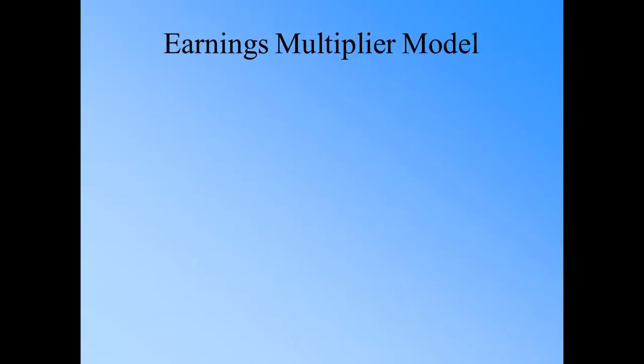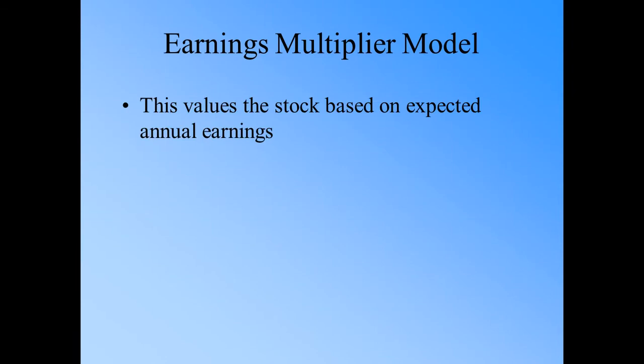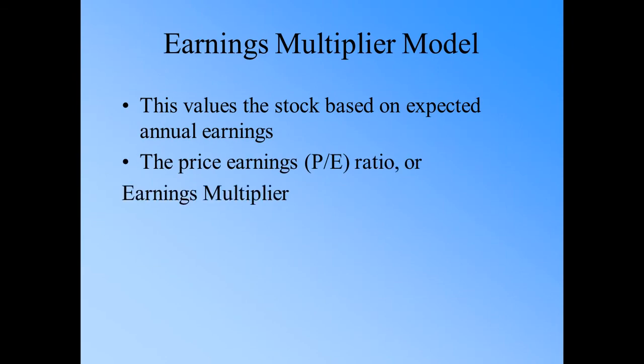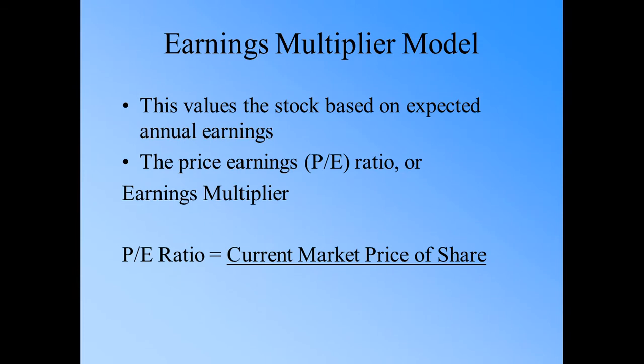Now let's start the calculations. The first ratio is the earning multiplier model, or we also call it the price to earning ratio. There are different methods you can use, but I will try to make it very simple. The price to earning ratio formula is the current market price of the share divided by earning per share. Now earning per share depends on the net income of the business, while the current market price of the share depends on the current market price of the share.